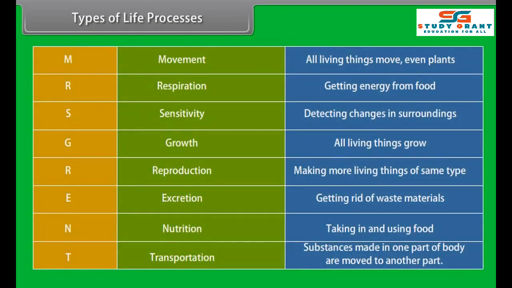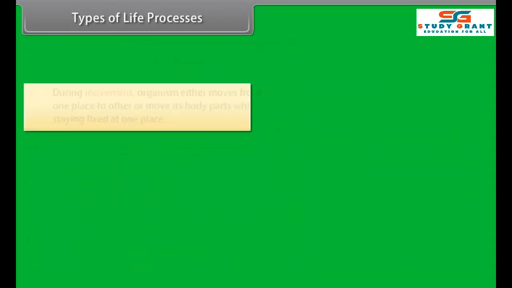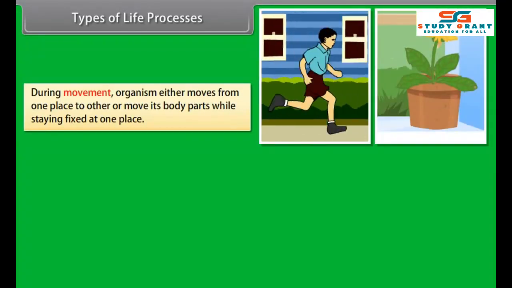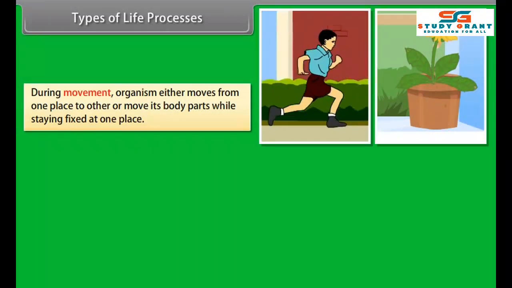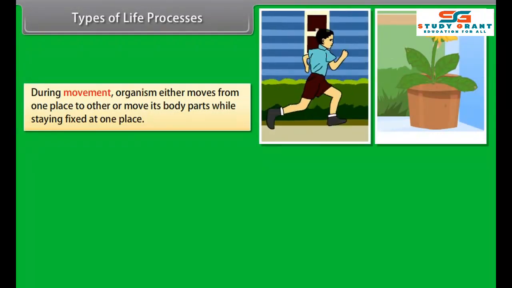Types of life processes. There are following basic life processes: movement, respiration, sensitivity, growth, reproduction, excretion, nutrition, transportation. During movement, an organism either moves from one place to another or moves its body parts while staying fixed at one place.